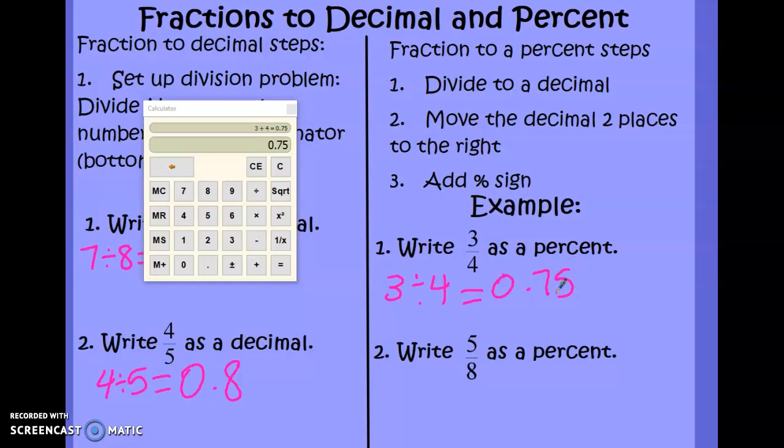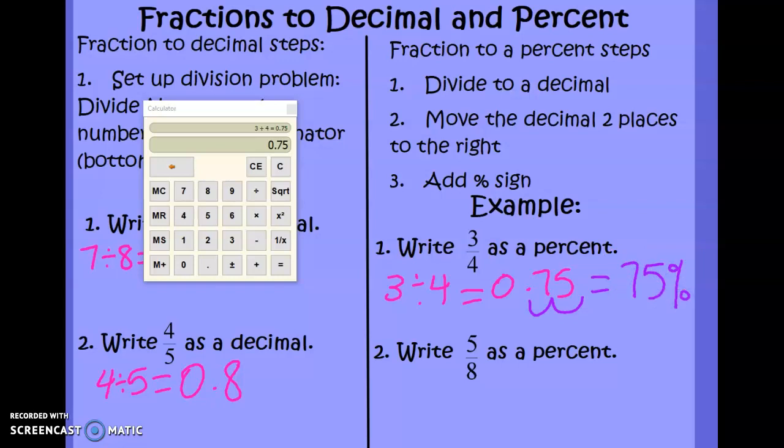Okay, then my next step says I'm going to take and move my decimal to the right 2 places. 1, 2. So this is going to become 75, and I'm adding my percent sign.